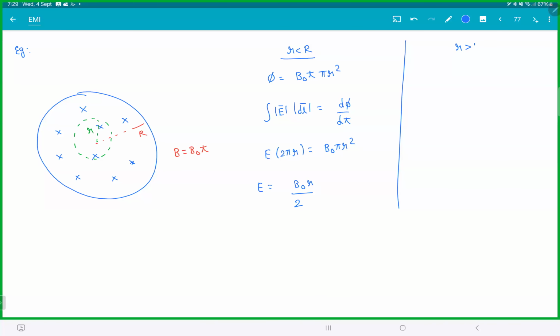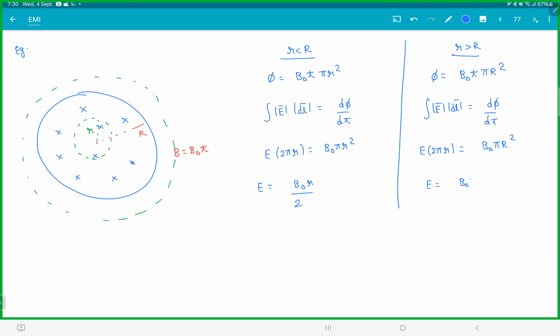And once you take r greater than R, now here the flux will be only up to capital R. So this is B naught t into pi R square. Again, same story. Integral E dot dl is d phi by dt. This would be E into 2 pi into small r is equal to B naught into pi into capital R square. So E is B naught into R square by 2 small r.